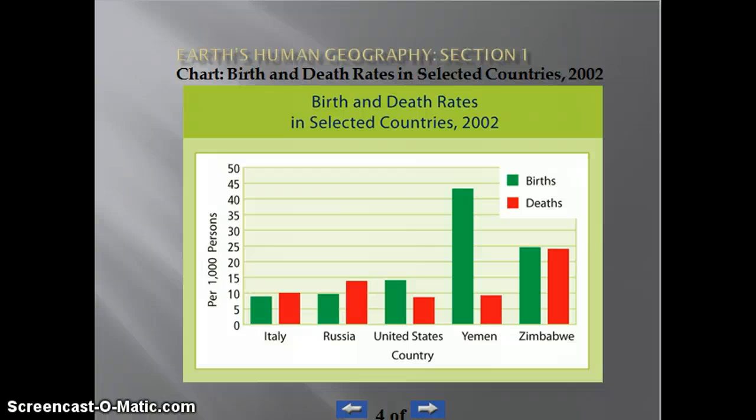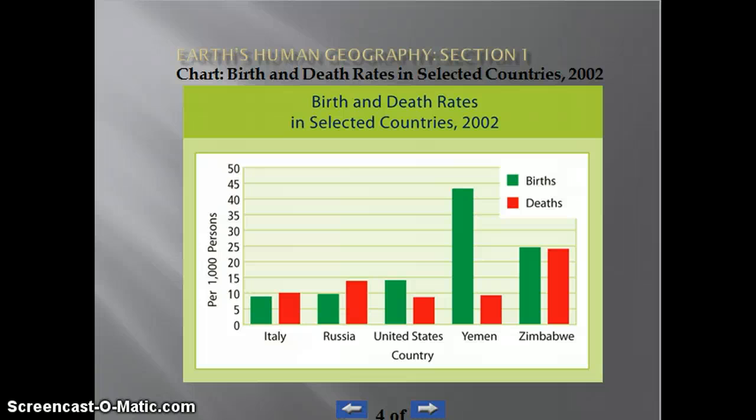This next slide shows some statistics about birth and death rates. It is slightly dated. 2002 is when this information is from, so about 10 years ago. But you can see several different countries mentioned here, and the number of births they have versus the number of deaths that they have. These numbers greatly affect the population of a certain region.